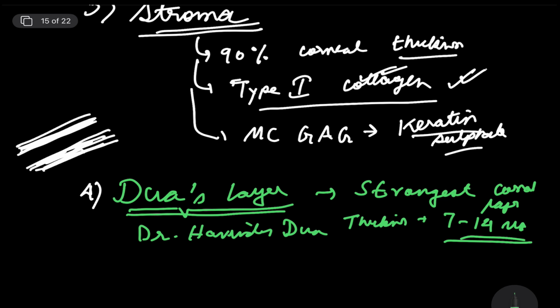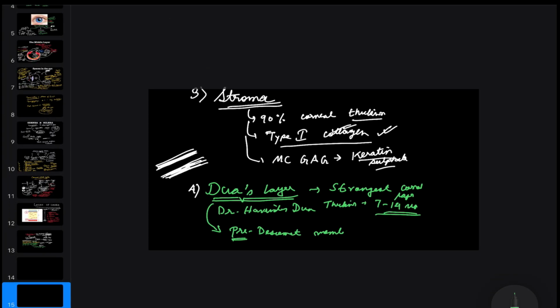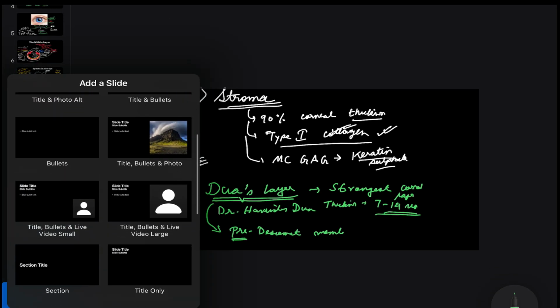Dua's layer, named after Dr. Harvinder Dua. Done. Dua's layer has another name, and that name is based on the next layer. The next layer is Descemet's membrane. So the Dua's layer, which is just in front of Descemet's membrane, is also known as the pre-Descemet membrane. Pre means before. Self-explanatory.